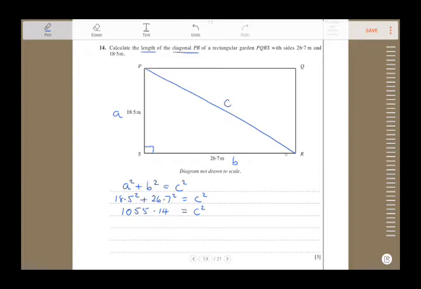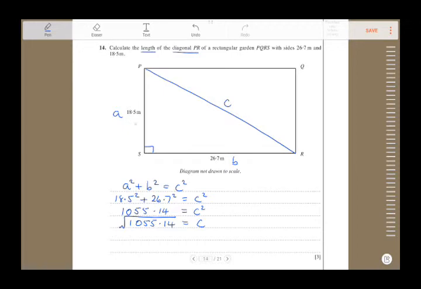If I drew a big square off that side C, to work out C we have to do the opposite of squaring, which is square root. So we do the square root of 1055.14 and that will equal C. Okay, on my trusty calculator, I can see it. Square root of 1055.14. Press equals. I get 32.